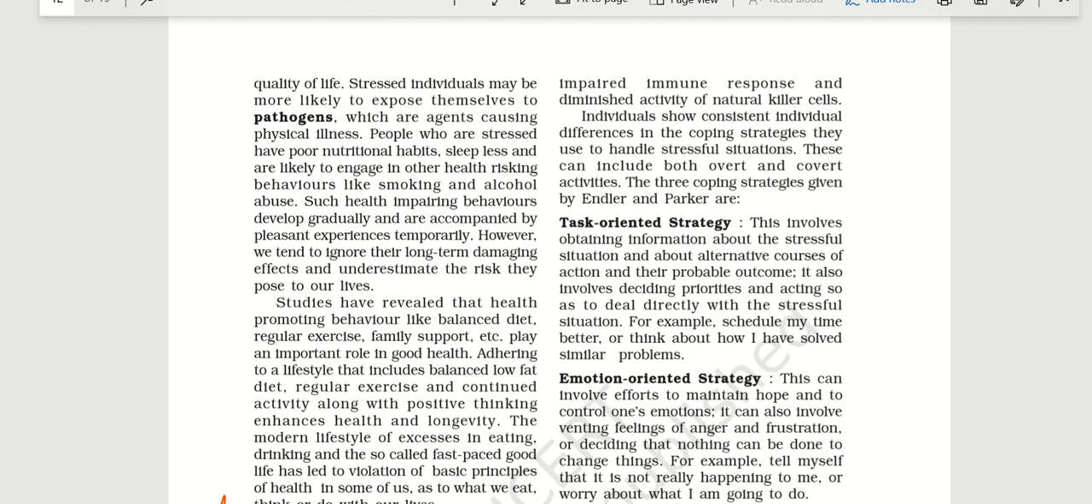Then three coping strategies were given by Endler and Parker. One is task oriented. This involves obtaining information about the stressful situation and about alternative courses of action and their probable outcomes. For example, schedule my time better, or think about how I have solved similar problems. So that is your task oriented.